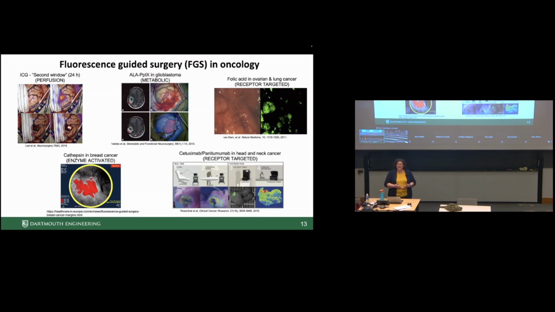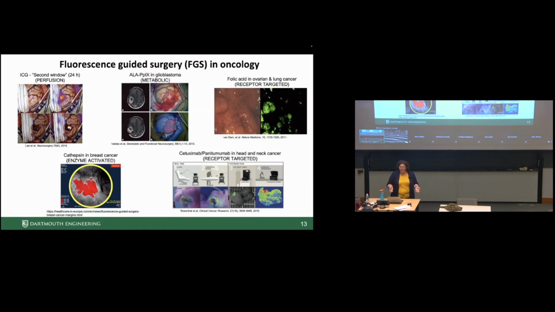Here at Dartmouth, I was not involved with this, but Keith was. ALA protoporphyrin 9, which is a metabolic fluorophore. It's given as a non-fluorescent agent, and then our tissues actually create the fluorophore from the starter.